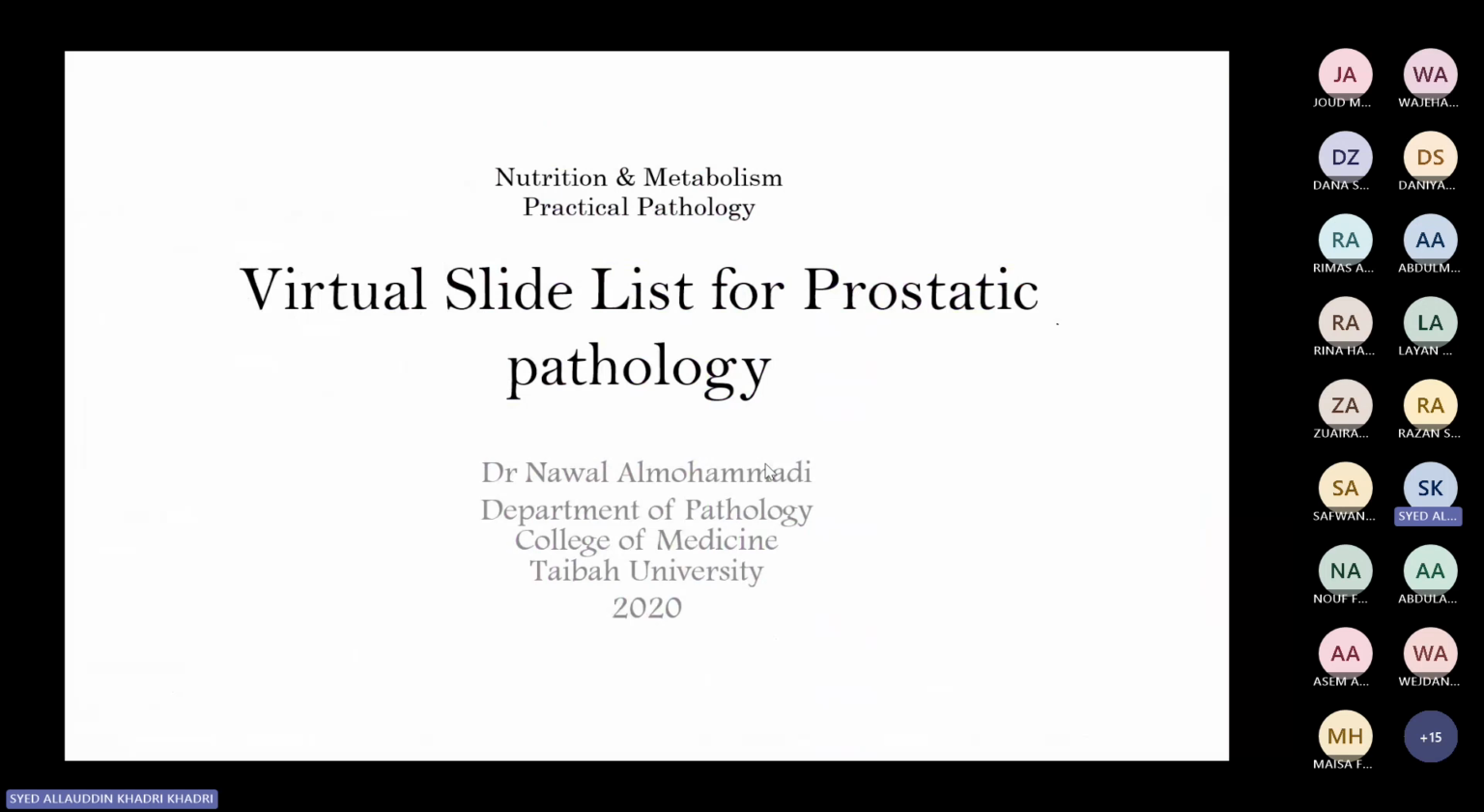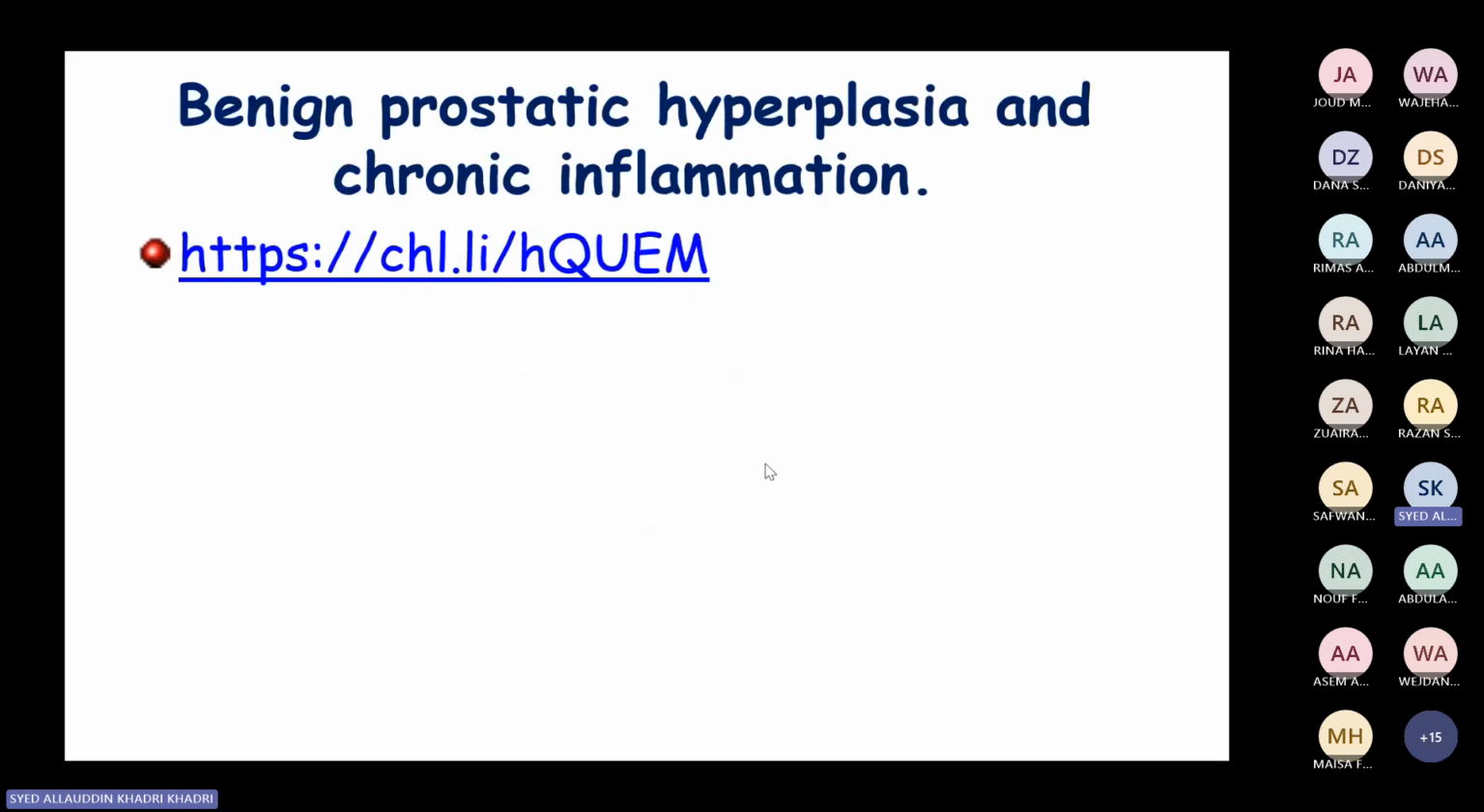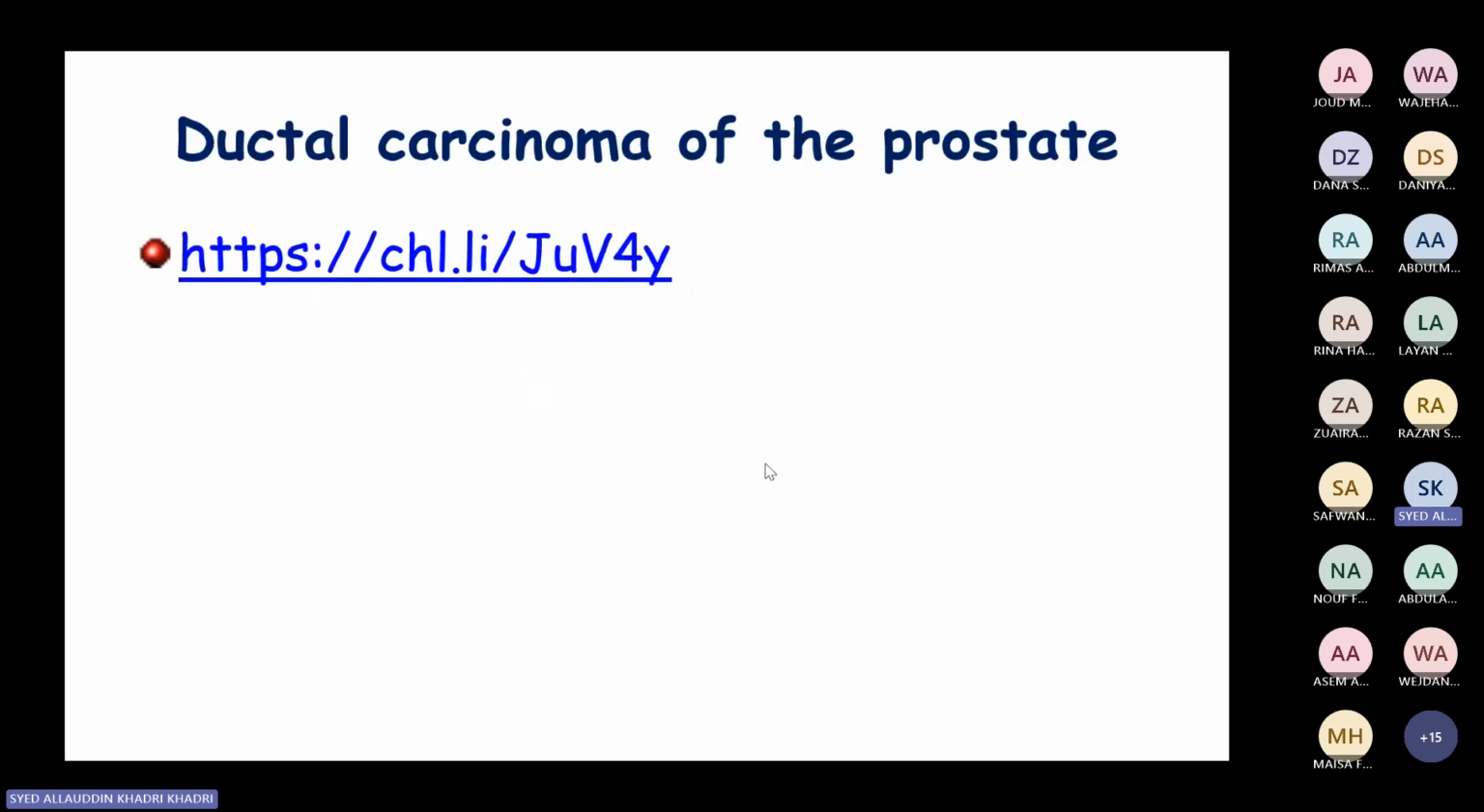Okay, we have these particular slides. You can just copy that particular slide, go and try to see it in Google Chrome, and try to expand that one. There's a virtual slide list for prostatic pathology. Dr. Nawal Mohammadi has provided us 3 excellent slides. The slides, inshallah, in the end, if it's possible, I will try to open them. These are the links, basically, for the normal prostate, for the BPH and chronic inflammation, and for the ductal carcinoma of the prostate.